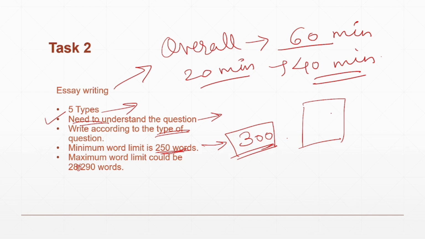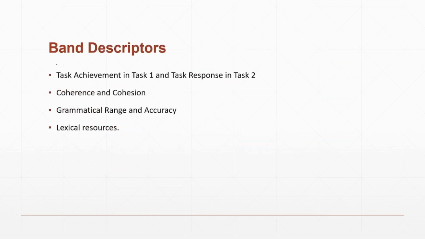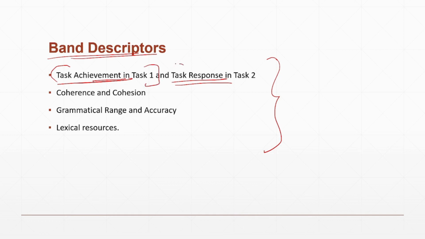I'll tell you more about the different band descriptors according to which you should be able to write. You have to focus on these parameters, because according to these parameters the examiner will be giving you marks and the band scores. Now see, task 1 states that you have to achieve the task, whereas task 2 states that you have to go on with the task response. So one is to achieve the task, you get the marks because the information is given. Second, you have to give a good response in the task.